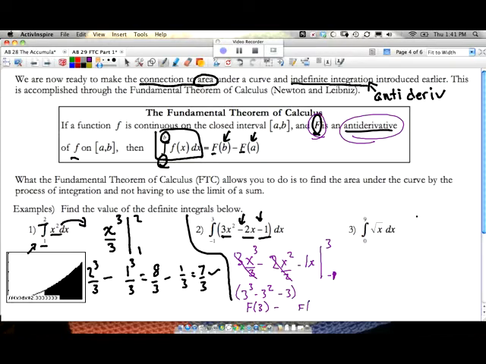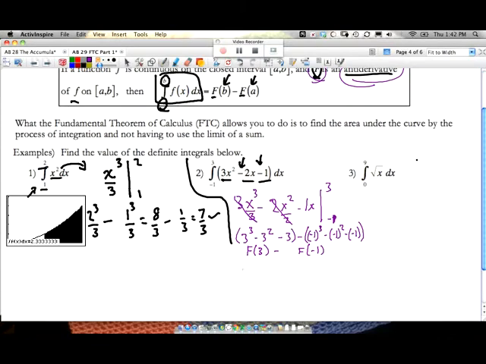Well, now I've got to plug in -1 for each of those. So I'm going to have -1 cubed minus -1 squared, and then minus -1. Oh, lots of calculation here. Let's give ourselves just a little bit more space. So 3 cubed, that's 27. 3 squared, that's 9. 3, that's 3. Okay, so that's our first group.